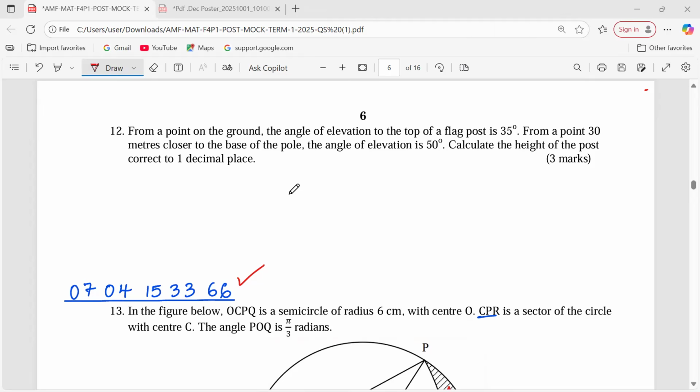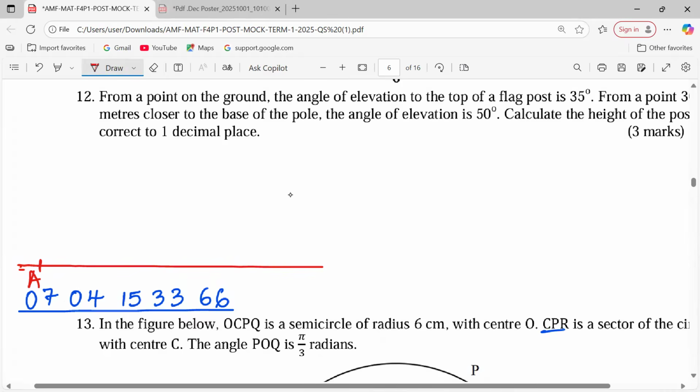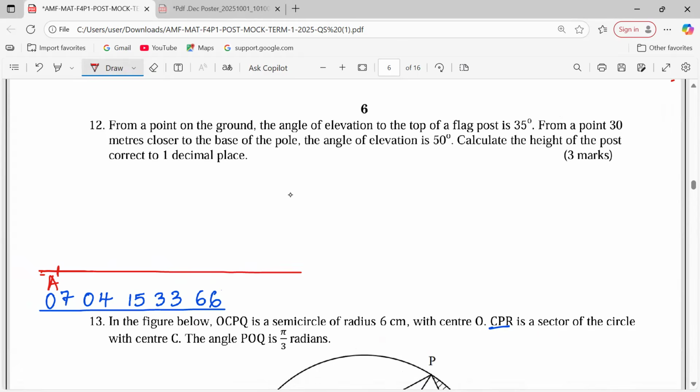The basic thing that we're supposed to do here is first to sketch this information. You break the information down diagrammatically. Once you do that, then everything becomes very smooth. So we have a level ground here. On this level ground, there is the first point. From a point on the ground, we can call this first point, point A. Then from here to the top of a certain flag post, the angle of elevation is 35.